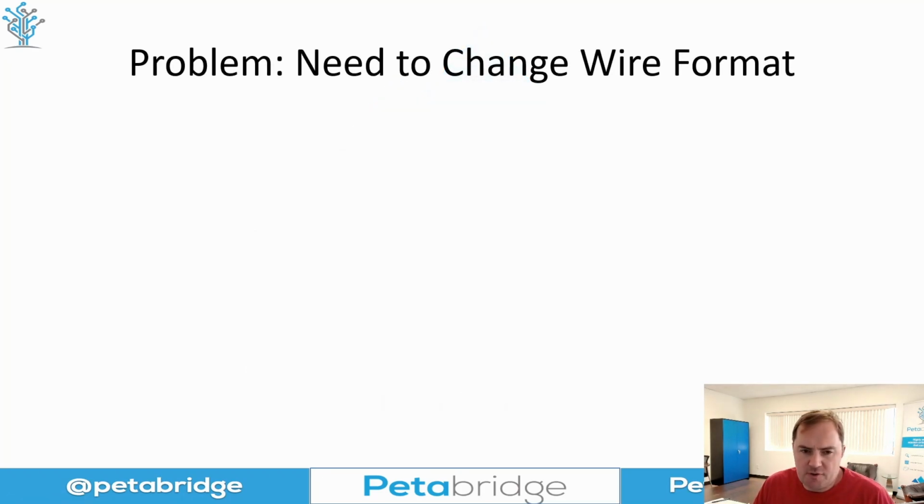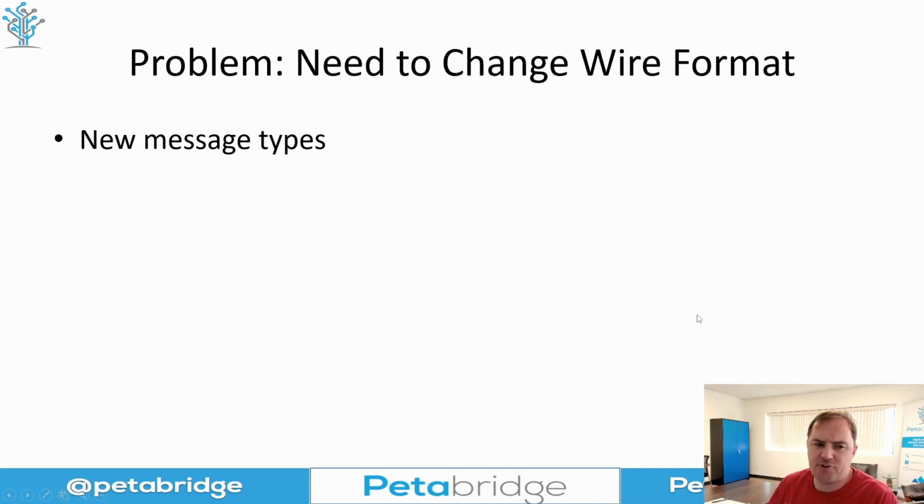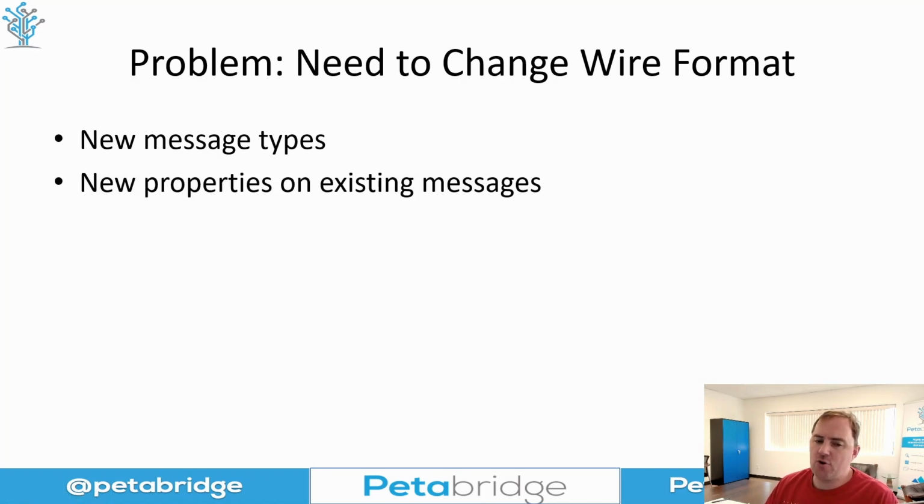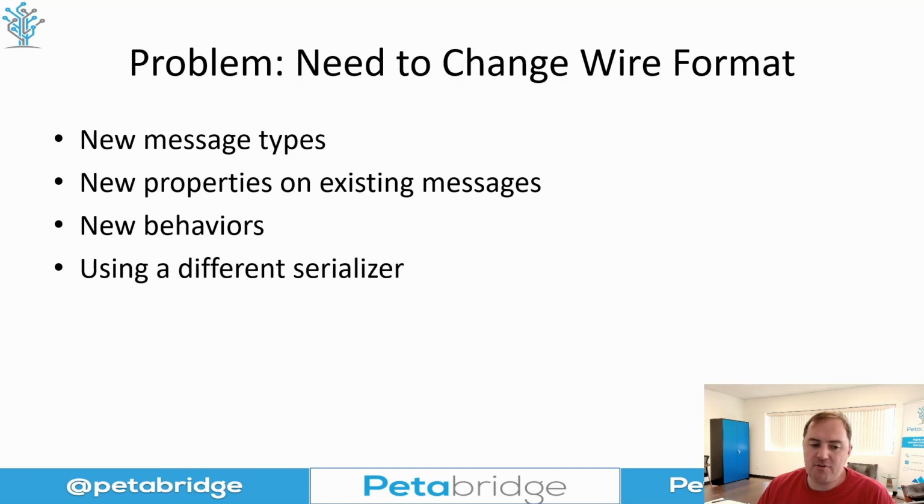Now, like I mentioned, the problem here stems from needing to change the wire format. This means changing the bytes that are exchanged between different instances of the same application or instances of different applications, potentially, that are all working together inside the same network. So this might mean introducing new message types, adding new properties to existing messages, introducing new behaviors, new things that happen when you process a new message, or it might be doing things like changing the serializer that you're using.